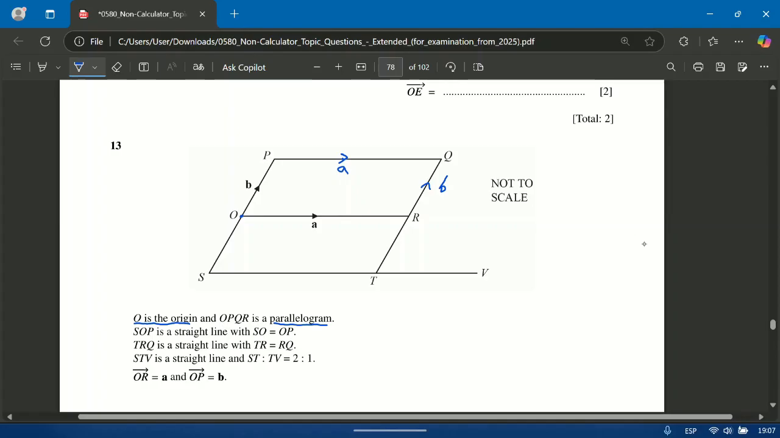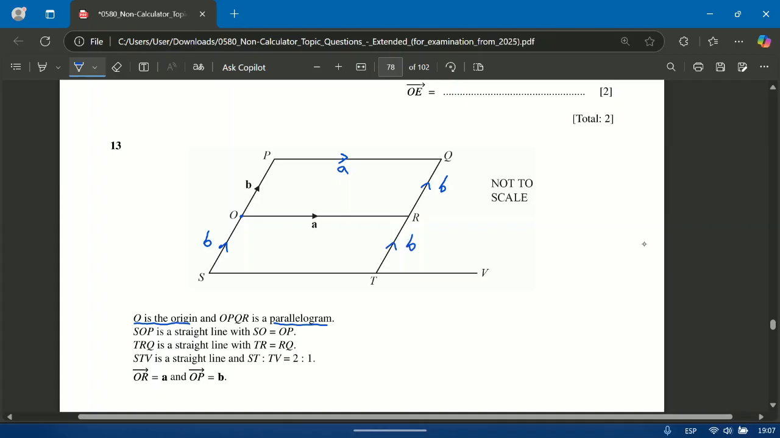Right, then it tells me SOP is a straight line. That's important, okay, because that means SO is going to be the same vector, because it goes in the same direction as b, and SO equals OP. So that would mean SO is also b. TRQ is a straight line with TR equals RQ. So again, that will also be b.